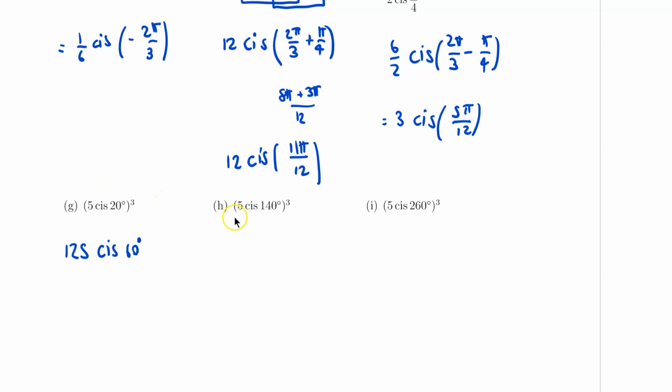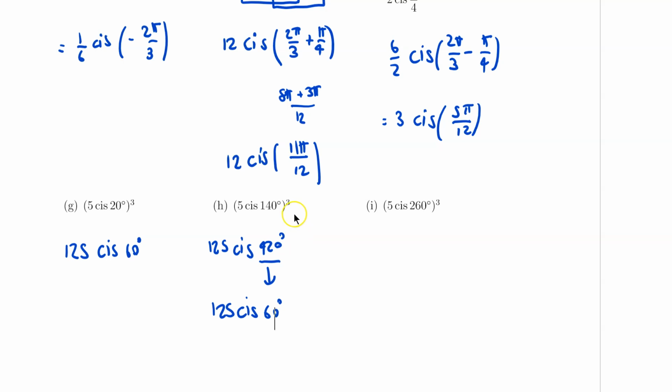For the next one, 5 to the third power is going to be 125. Again, same thing here. And then 6 of 3 times 140 degrees. This is going to be 420 degrees. I can simplify this a little bit. I can subtract 360 from 420. So I'm going to get 125 and then 6 of 60 degrees.